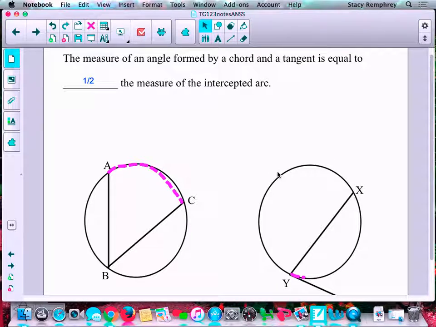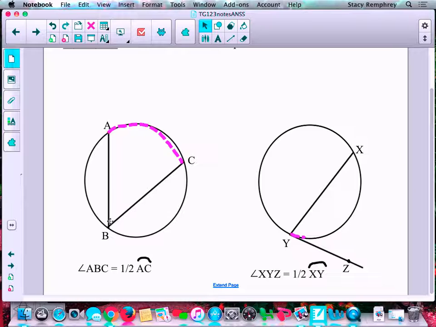The measure of an angle formed by a chord and a tangent is equal to half the measure of the intercepted arc. So these are two chords, and the measure of angle ABC is half the intercepted arc, and the intercepted arc here is AC. The same thing is going to be true over here.